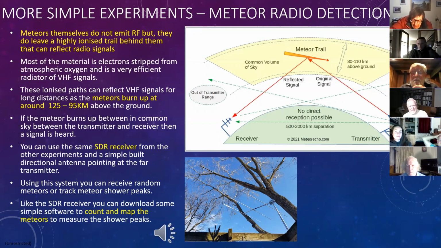If you look at the image on the right hand side, the transmitter is sending a signal and it's hitting a meteor, and that signal is actually reaching out forward, almost it can be up to 2,000 kilometers away. As long as both antennas are seeing a common area of the sky at around 100 kilometers above the ground, if those two antennas can see that part of the sky, then they will be able to send and receive a signal between them.